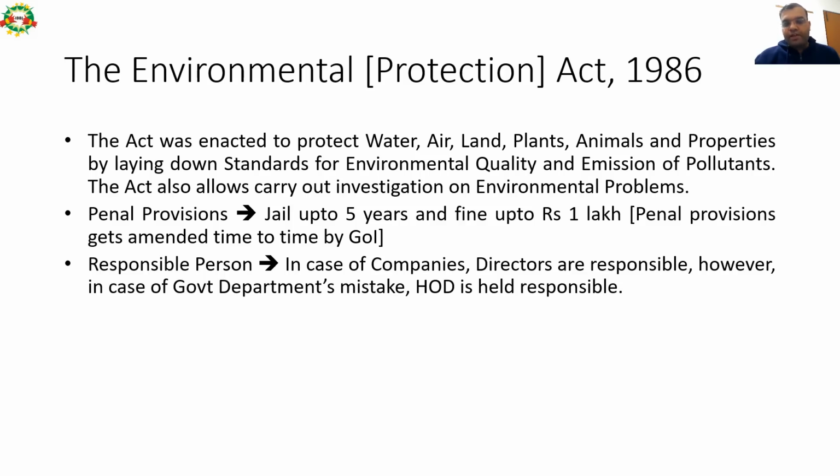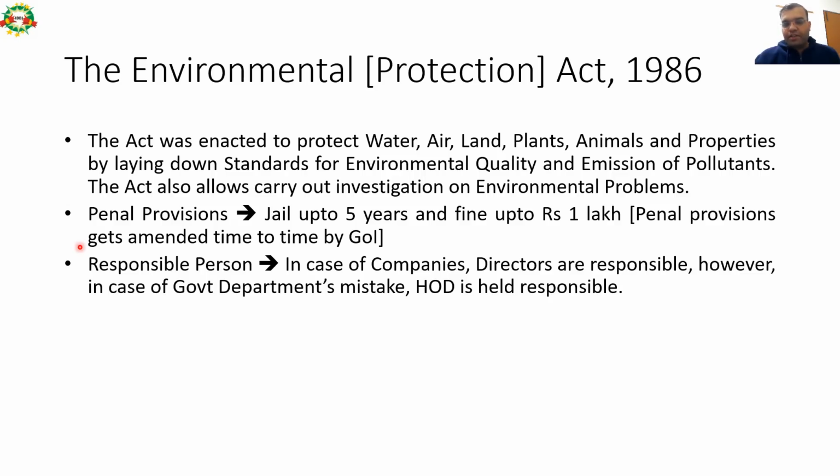And then the fourth act is the Environmental Protection Act 1986. Please remember the year of incorporation. The scope of the act is: the act was enacted to protect water, air, land, plants, animals and properties by laying down standards for environmental quality and emission of pollutants. The act also allows carrying out investigation on environmental problems. Penal provisions: jail up to 5 years and a fine up to 1 lakh rupees. Penal provisions get amended from time to time by the Government of India.